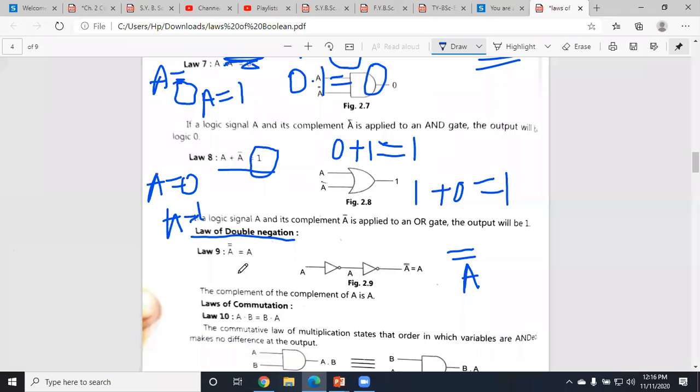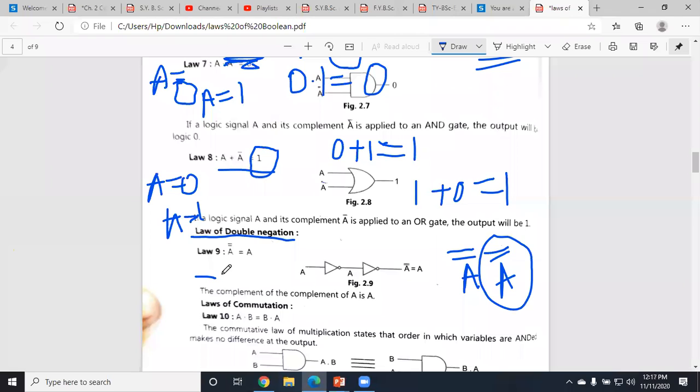Now see, we'll prove this. We have A double bar. Which logic gate are we using for the complement? The NOT gate, right? So see here, first we have drawn a NOT gate. Now we have a double complement, which is why we have to draw two NOT gates. If it were A bar, then we would draw a single NOT gate. But we have a double bar, so we have to draw two NOT gates. Correct?